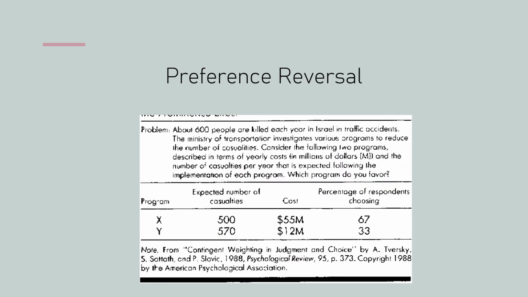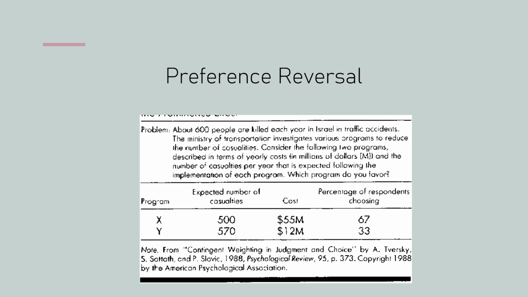Now, preference reversal is when a preference is put in a different way, but it's the same. In other words, it's just stated differently, but it's asking the same thing. Our preferences shouldn't change. So what's going on here is people are asked to rate two different traffic programs that are expected to cut the number of casualties. 600 people are killed each year in Israel in traffic accidents.